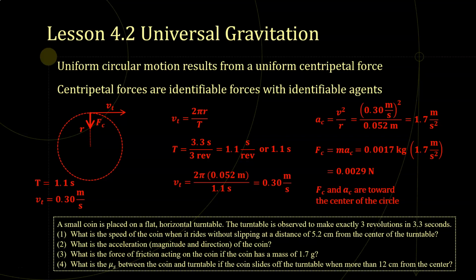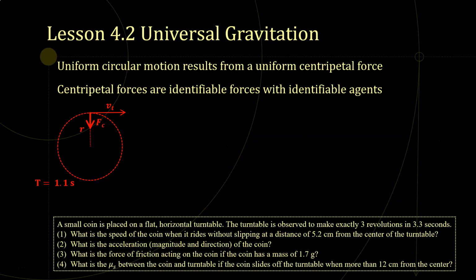And then what about the period, 1.1 seconds? Well, we already established that that's going to stay the same. So I'm going to keep that period value here as we move on to the next part. And let's see if we can figure out what the coefficient of static friction would be between the coin and the turntable if the coin slides off the turntable when more than 12 centimeters from the center.